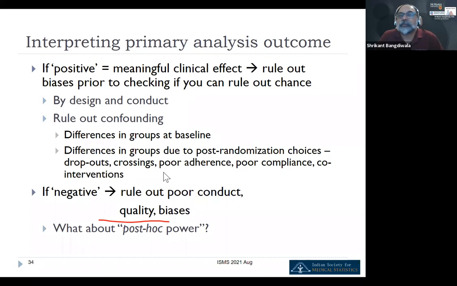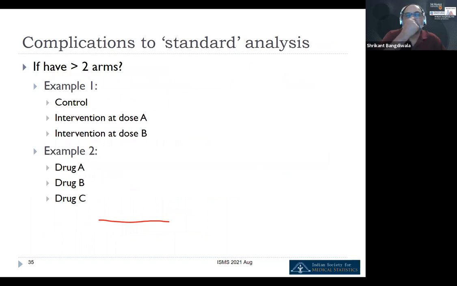So then you have to be very careful. If we had done this, and if this had been what we wanted to detect, we could have detected this with this power. It makes really no sense after you've done the study to do it. So I don't particularly like to do this. Now, there are other complications to the standard analysis. So what if we have more than two arms? We've been talking only about two arm designs. Sometimes we may have a control arm and two different levels of dose.